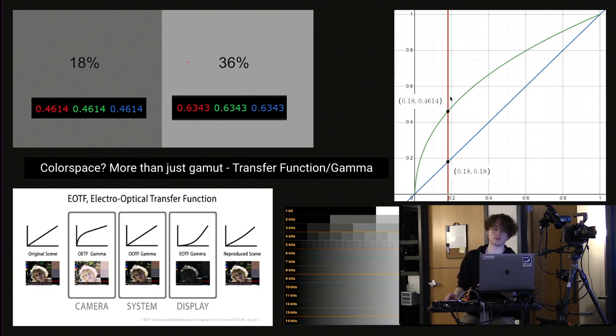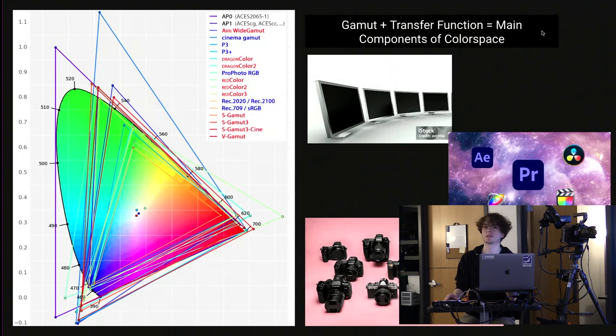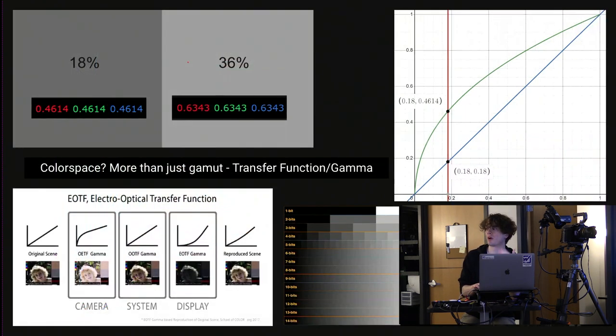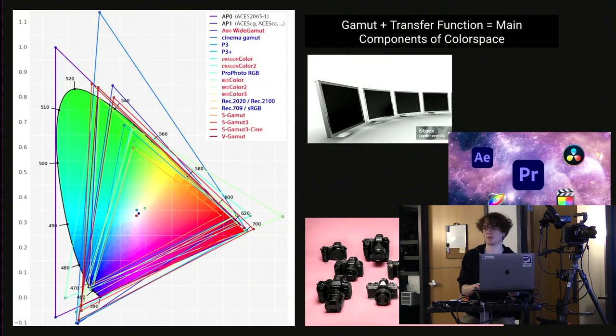And there are different gammas, different shapes of these curves that save the darkness and brightness a little bit differently. So when we have that triangle, that gamut, and then the way that it stores brightness, which is the gamma, I'll use that term even though transfer function is more proper, gamma is more widely used. Those two things are the main components of something called the color space. Has anyone heard of that before? Okay, cool. So you've just learned essentially what a color space is: it's the greenest green, reddest red, bluest blue, and then the way that it saves brightness relative to how actually bright something is.